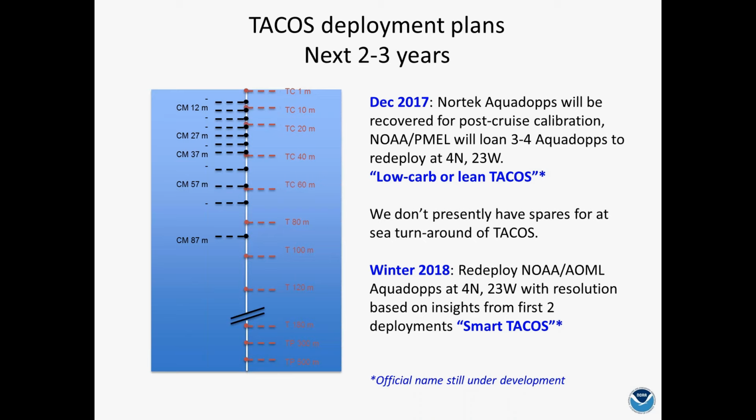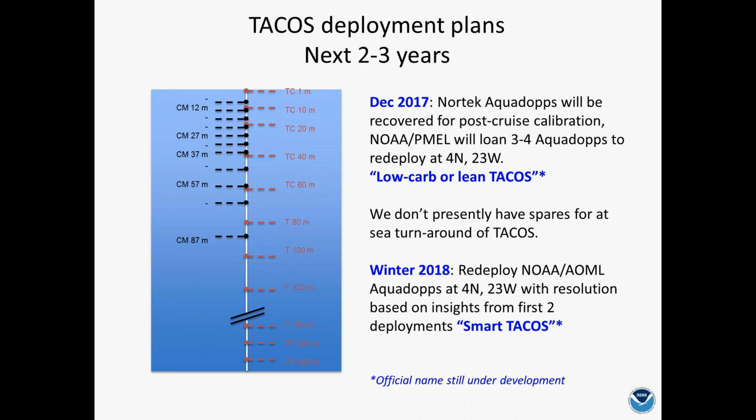But NOAA PMEL has graciously loaned us 3 to 4 AquaDopps, depending on how the cruise goes, to redeploy at 4 North, 23 West. Where we're going to put them is at 27 meters, 37, 57, and 87 if we get 4. That's going to augment, again, the one that's always there at 12 meters depth. We might call that low carb or lean tacos, but the name is still pending. It might vary that a little bit.